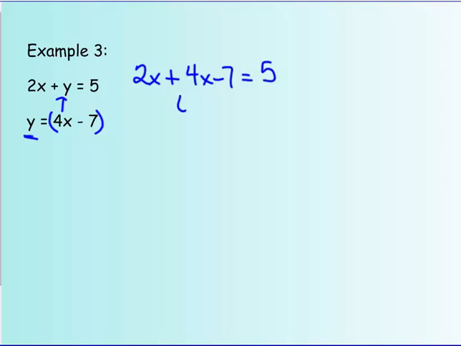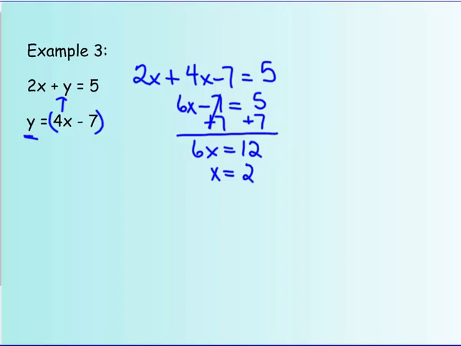Put my like terms together. 6x minus 7 equals 5. Adding 7, I get 6x is 12. Dividing by 6, I get x equals 2. So x is 2. Y equals 4x minus 7, so now I'm going to solve for y. 4 times 2 is 8 minus 7. So y equals 1. I believe the solution is x equals 2, y equals 1.